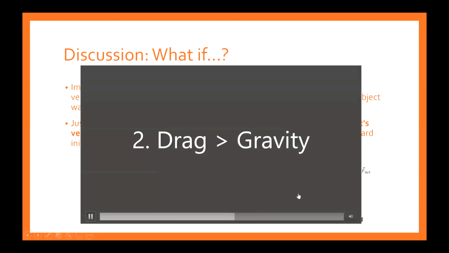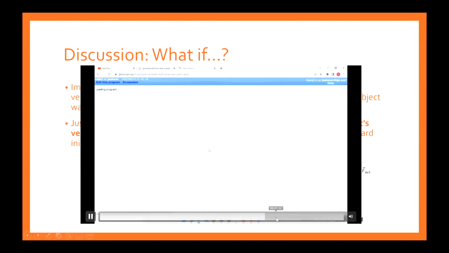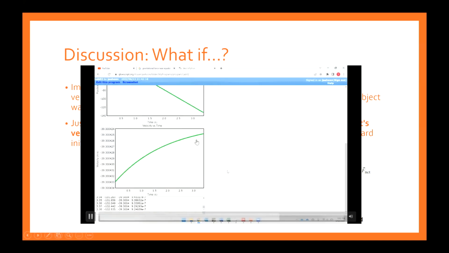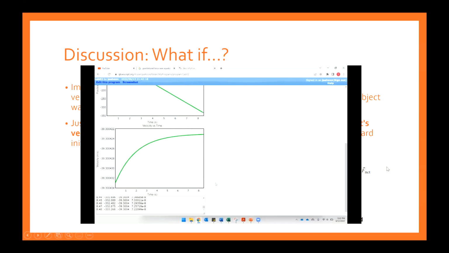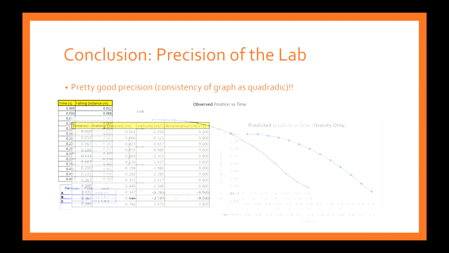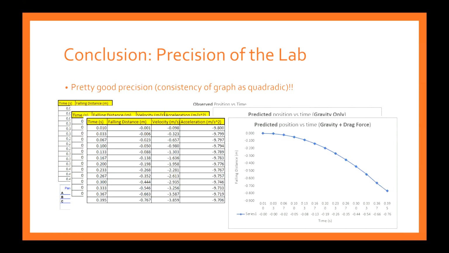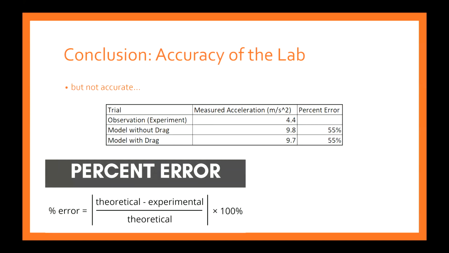And here's the next case. When you have more initial velocity, as you can see, the direction is opposite, right? But we are eventually going back to the equilibrium, the terminal velocity, which is around 39.3 meters per second. Precision, that was pretty good. They looked very similar, but the accuracy was not so good.